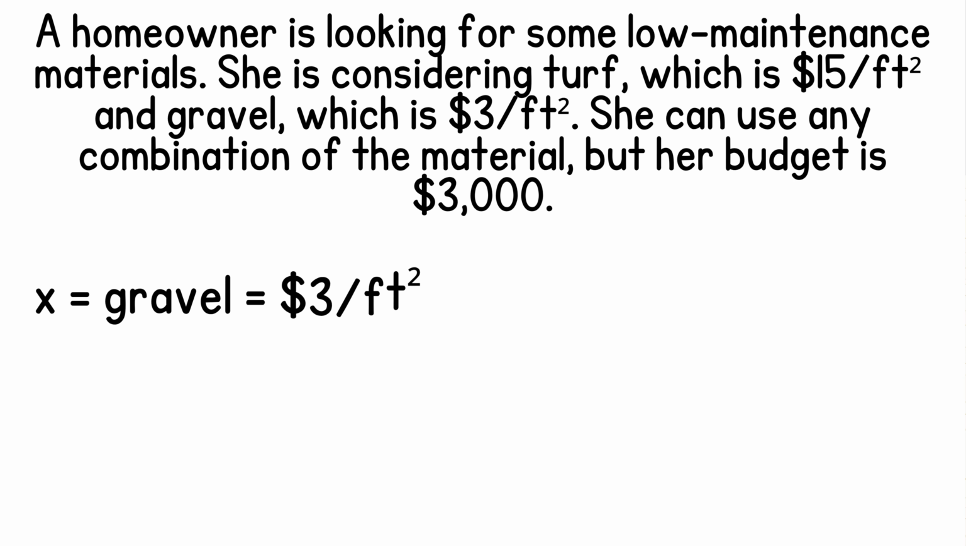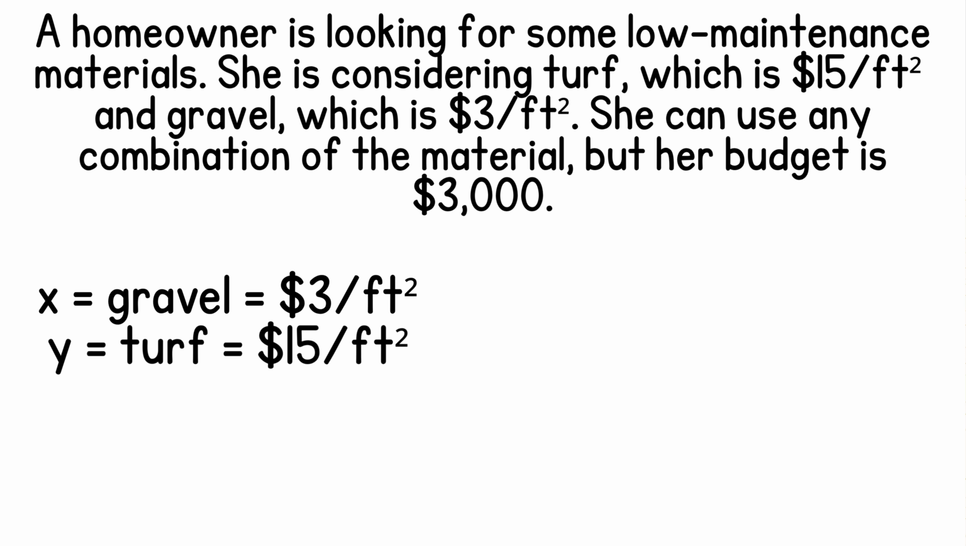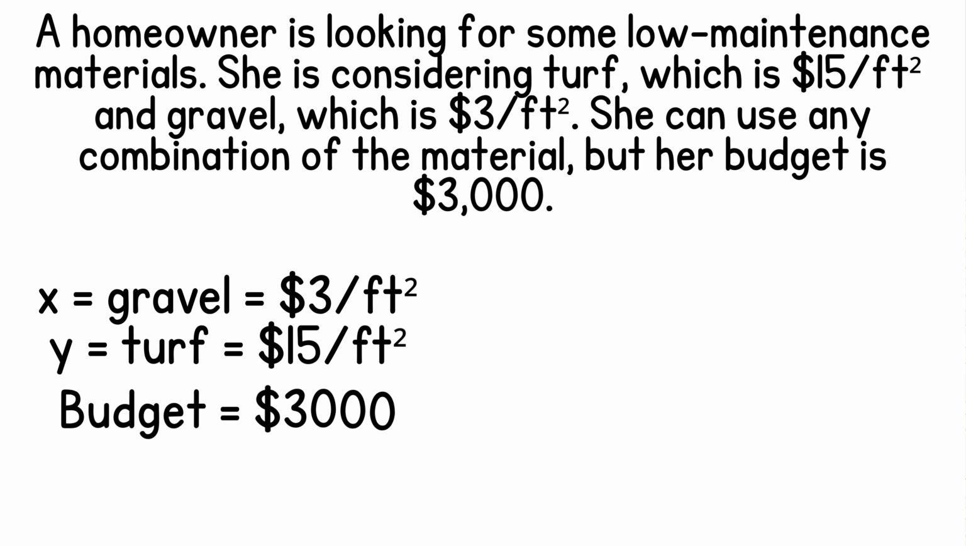Let's start by labeling our variables. We'll call x gravel, which we know is $3 a square foot, and we'll let y represent the turf, which is $15 a square foot. And we know her budget is $3,000. So if we want to make an inequality to represent this situation, we can write that 3x plus 15y must be less than or equal to the $3,000 in her budget.